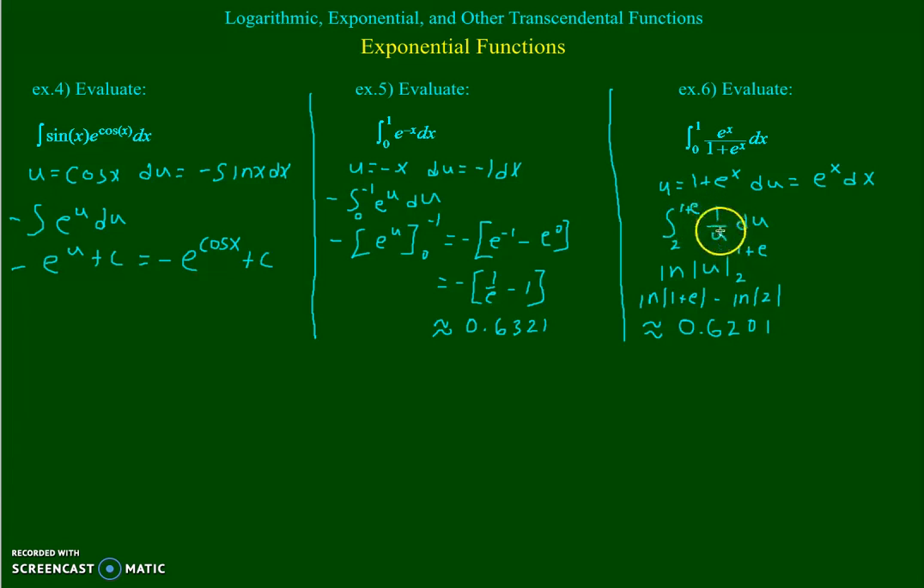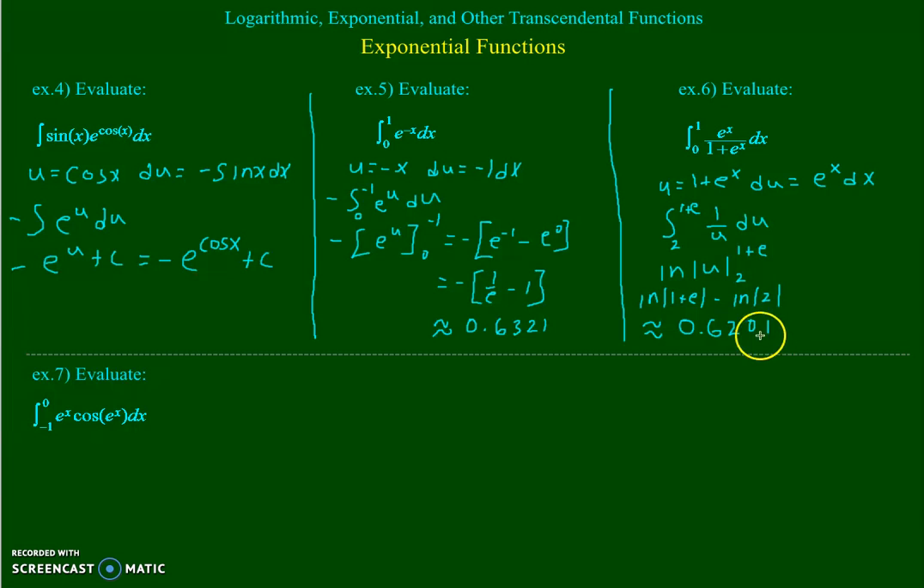Now we go ahead and take our integral. The integral of 1 over u du is simply ln of the absolute value of u, evaluated from 2 to 1 plus e. We do our substitutions, the upper limit and the lower limit. This is our exact value, and then we can get an approximation if we need to. Let's go ahead and look at one more example before moving on.